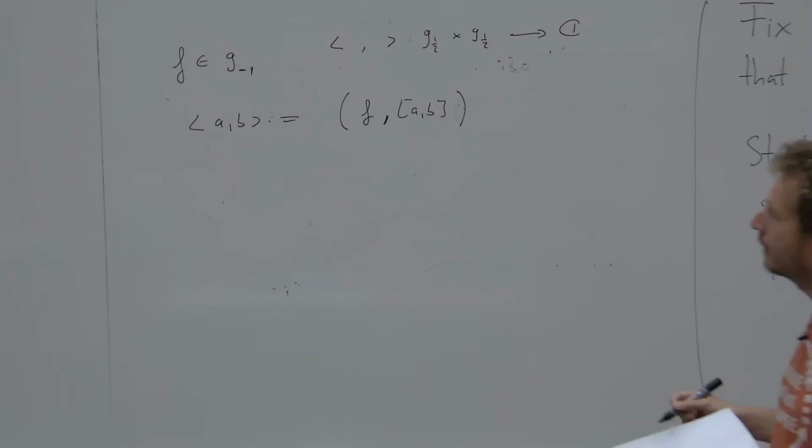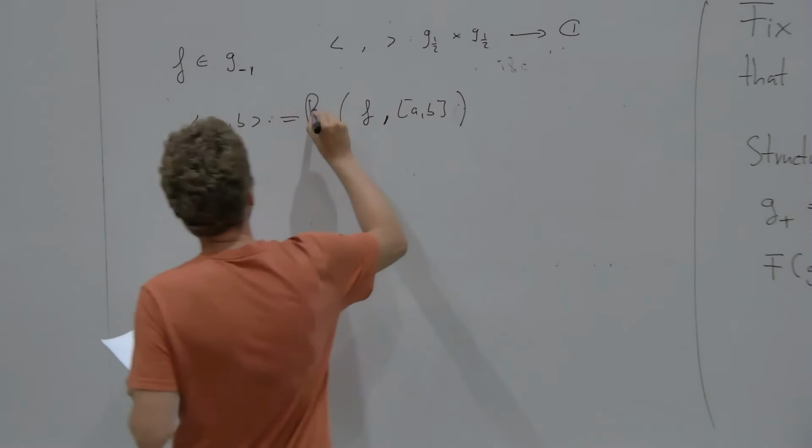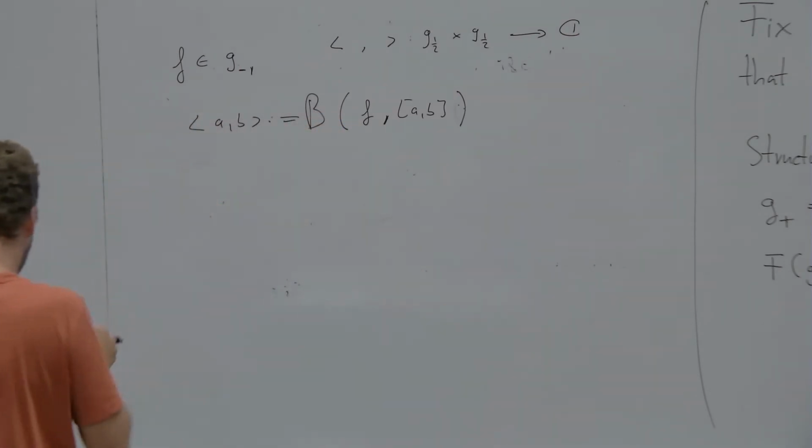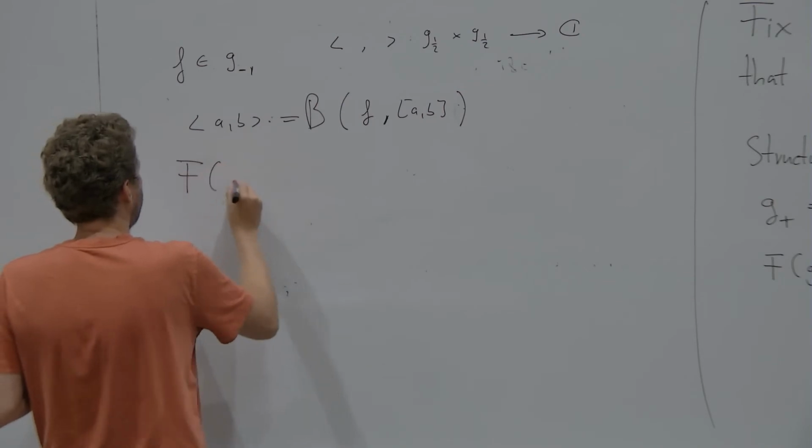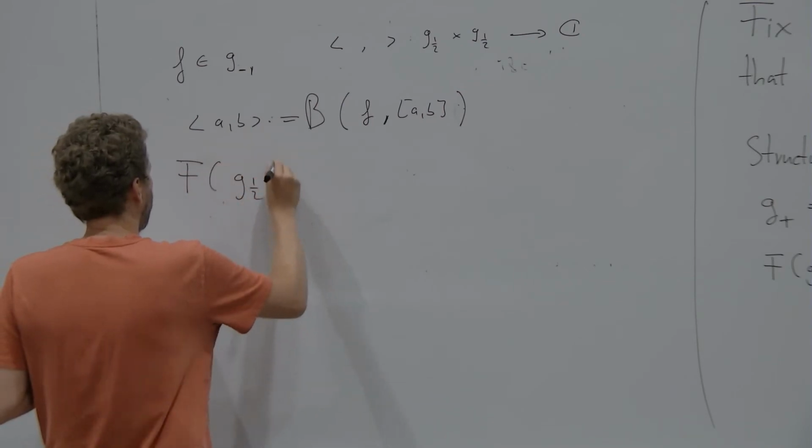It's the bilinear form. Yes, this is the bilinear form. Okay, and now we denote by F the free field algebra.